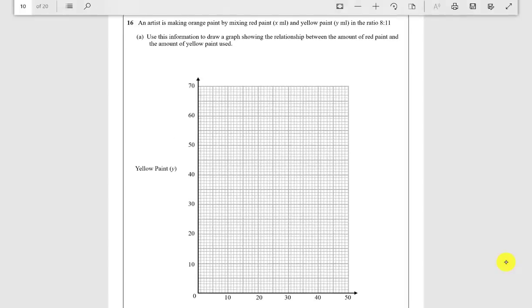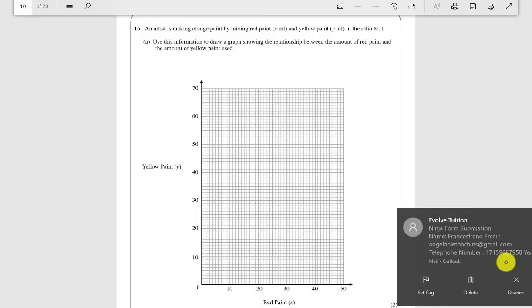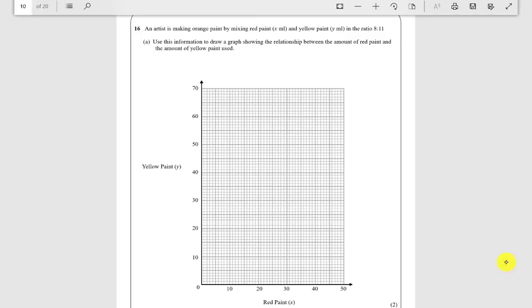Okay, I need to zoom in a little bit more on this one because otherwise it won't fit in. Number 16. An artist is making orange paint by mixing red paint X milliliters and yellow paint Y milliliters in the ratio 8:11. Use this information to draw a graph showing the relationship between the amount of red paint and the amount of yellow paint used.